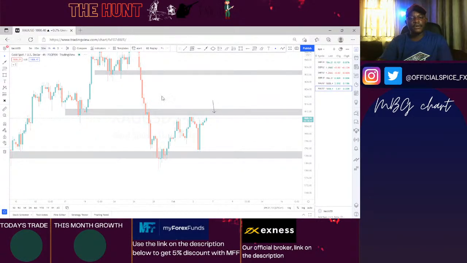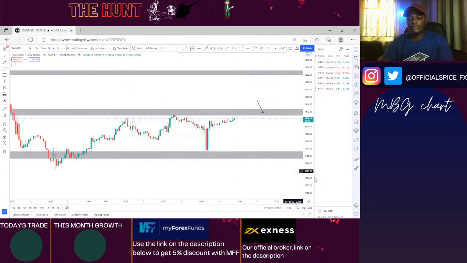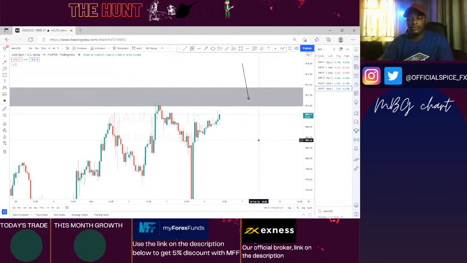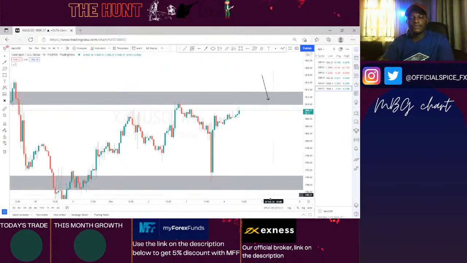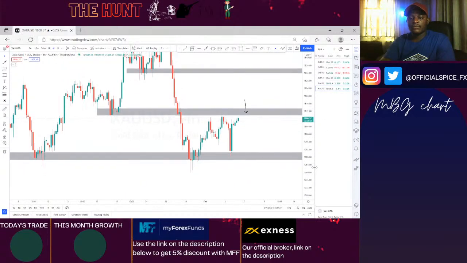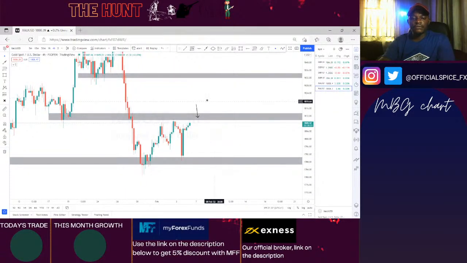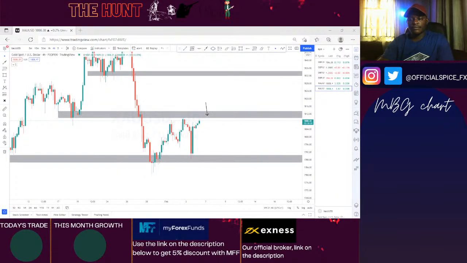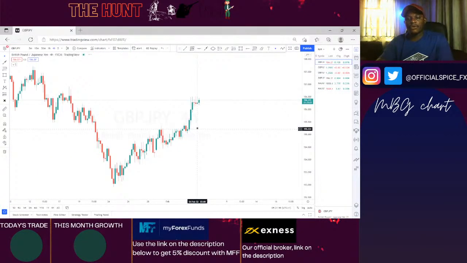I think it's a no trade zone for now. Still a no trade zone for now. We're having a very strong rejection, weakness on these candles. No trade zone for now. I hope that helps.